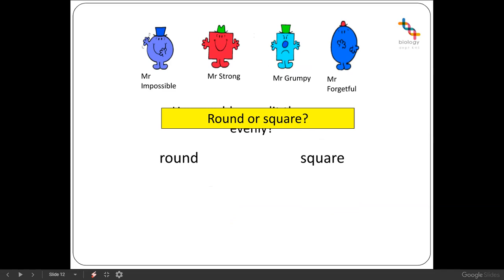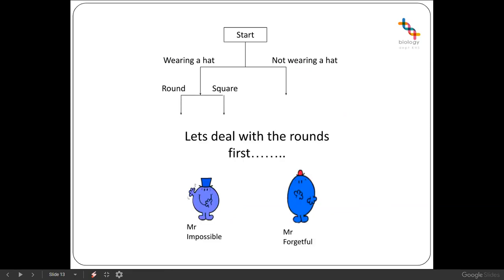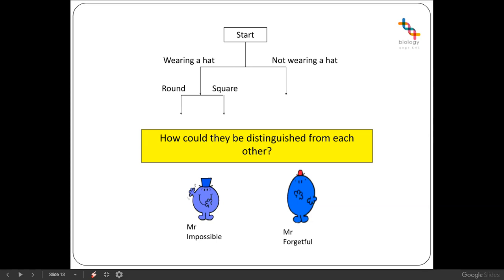I would go for round or square. So we have 2 that are round, 2 that are square. If we then split them up, we've got round or square, so we'll take our round guys first. We've got Mr. Impossible and Mr. Forgetful. So they're quite similar. How can we distinguish them from each other?